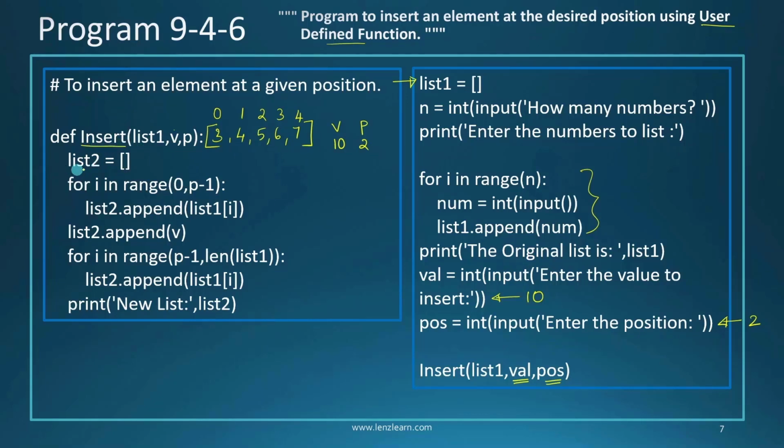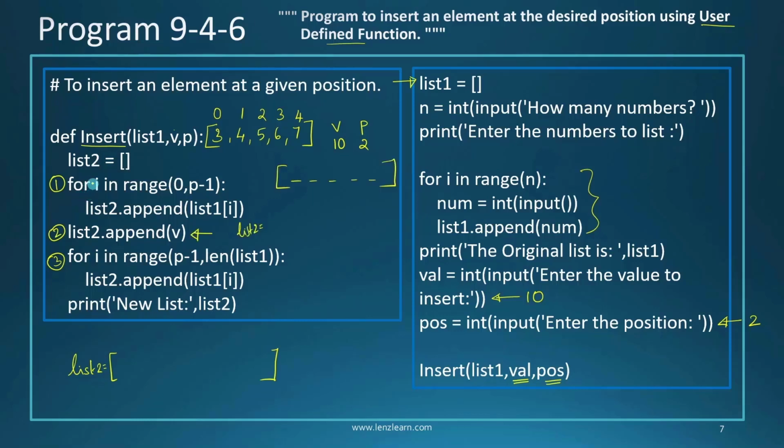Now inside insert, I'll create a new list called list2. It's a blank list. So right now you can see list2 has nothing inside it. After that, you can logically divide the insert function into 3 parts. The first for loop is our first part. After that, you can see we have an append function with list2. That's the second part. And for the third part, you have another for loop.